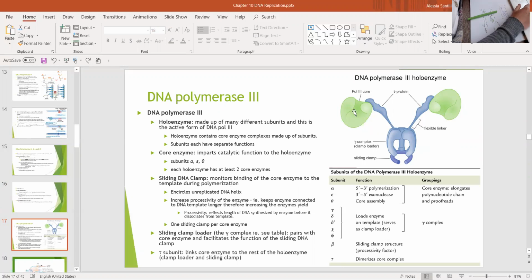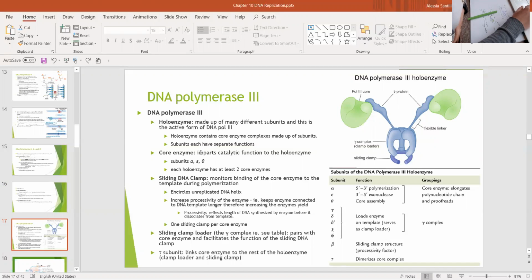Where are they? Oh, here they are. Core enzymes, right? And there's a bunch of subunits that make them up. The alpha, the epsilon, and the theta subunit make it up. It contains the tau protein, which is one that basically connects the core enzymes to what we call the sliding clamp loader and the sliding clamp, right? So we're going to get into basically what the DNA polymerase 3 looks like. So it's a holoenzyme.